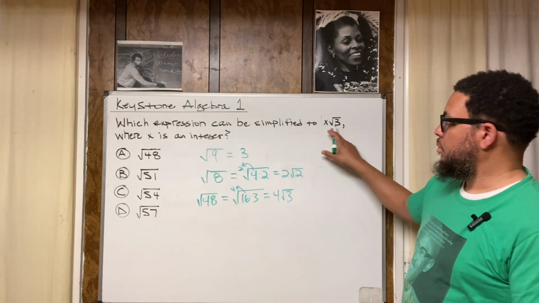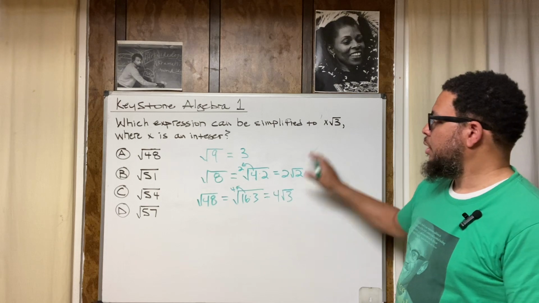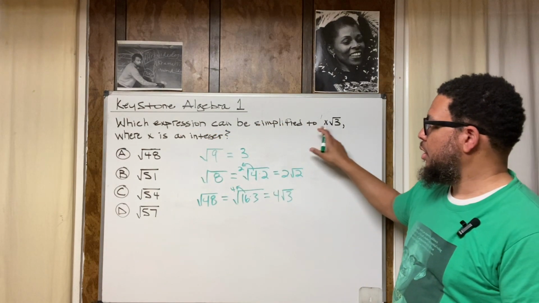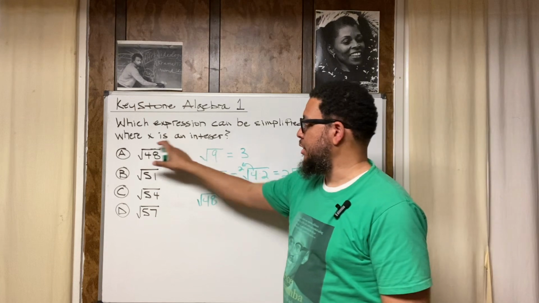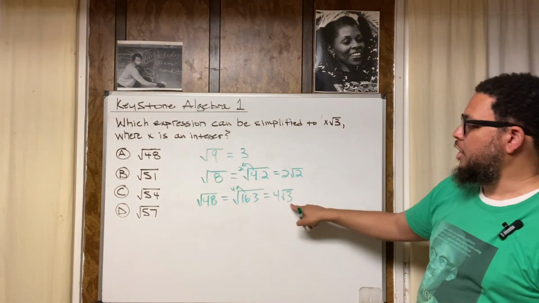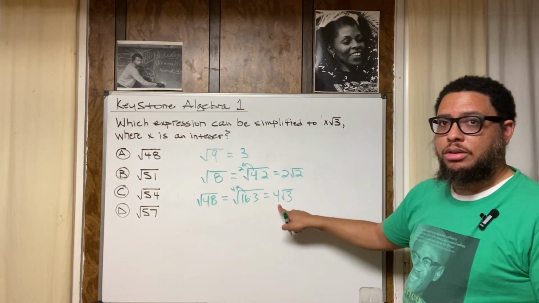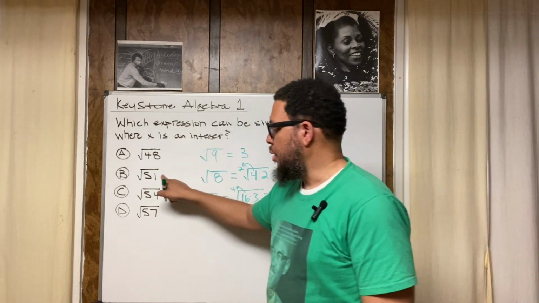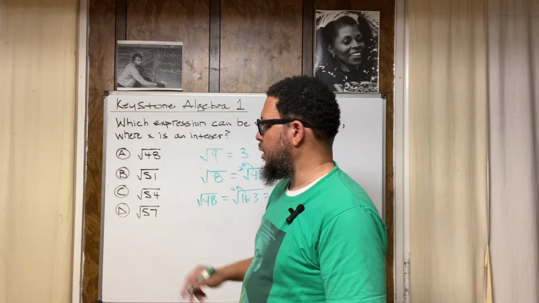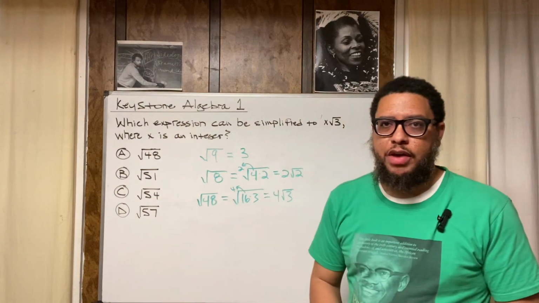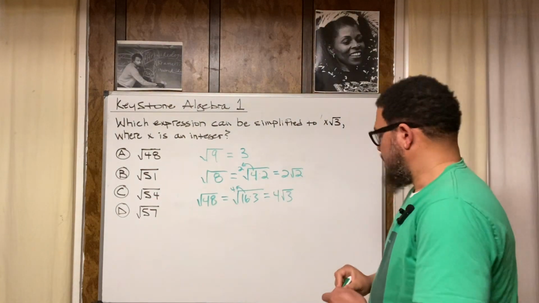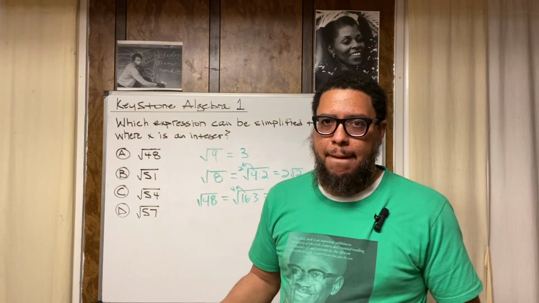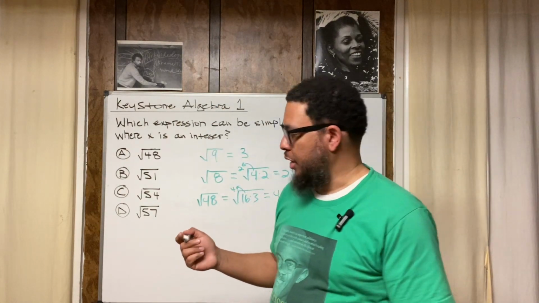Now, this should be our answer because it says which expression can be simplified to x root 3 where x is an integer. So basically an integer times root 3. 4 is an integer, times root 3. B is wrong because B doesn't have a perfect square factor. So B can't be simplified that way. 51 doesn't have a perfect square factor except for 1.